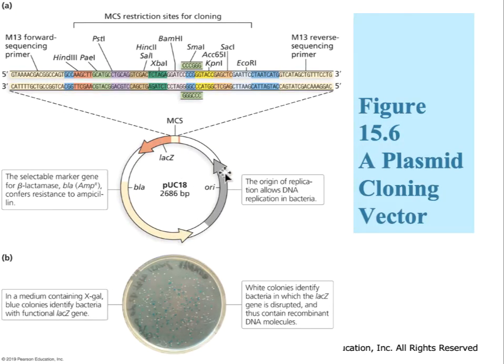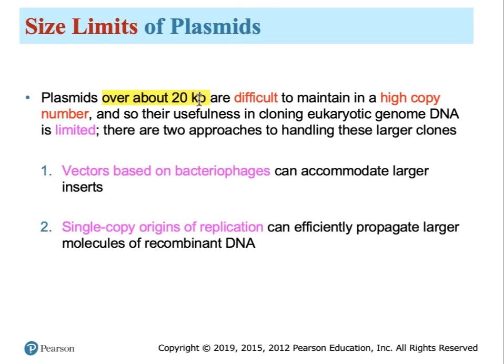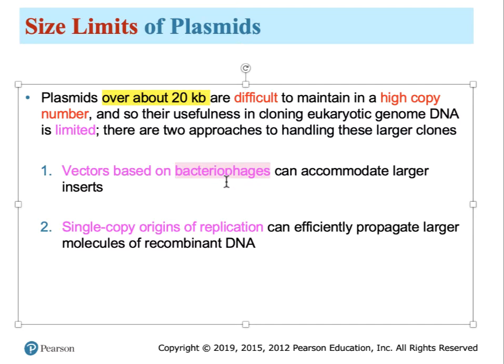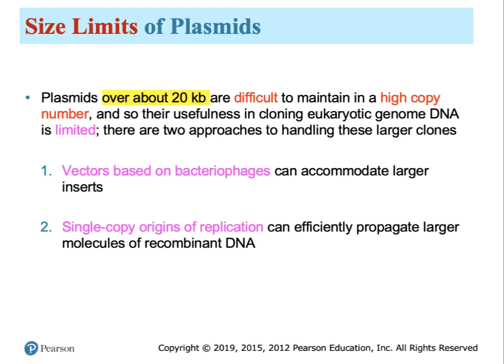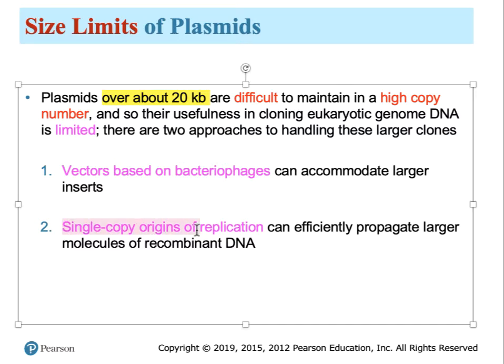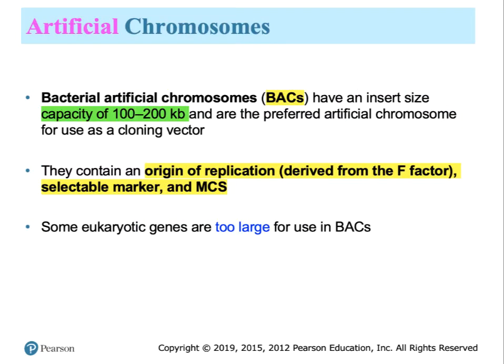That depends on the vector itself to some degree, but there seems to be an upper limit. And the upper limit is about 20,000 base pairs of DNA. And that's hard to maintain in a high copy number plasmid. So other systems have been developed by genetic engineers, and some of these vectors are based on bacteriophages. These are viruses that infect bacteria, and they can accommodate larger inserts within their genomes. Or, as an alternative, one could use plasmids that have a low copy number inside the cell, and that helps to propagate larger fragments. If one wants to go even bigger, then we can have artificial chromosomes.